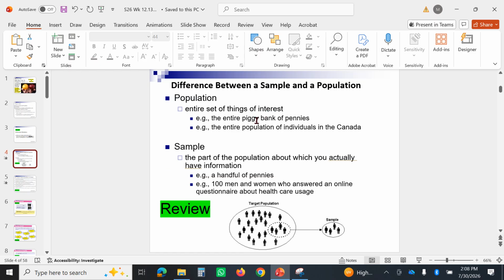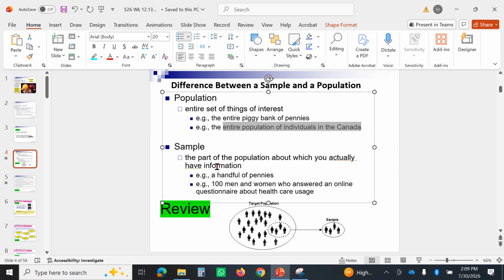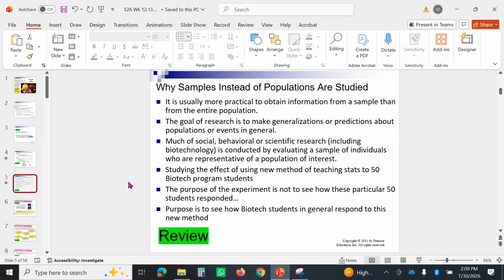Differences between a sample and a population. Population here, the entire set of things of interest. Okay, the entire piggy bank of pennies, the entire population of Canada. A sample is a part of the population, right? A handful of pennies from that piggy bank. 100 men and 100 women who answered an online questionnaire about healthcare usage from the Canadian population. Right? Got it. Let's go.